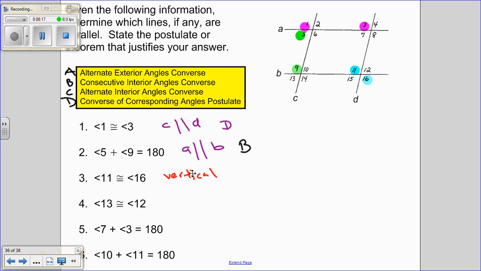Just simply because they are vertical or bow tie angles is the fact that they're congruent. So it does not prove that any pair of lines, A and B or C or D, are parallel.